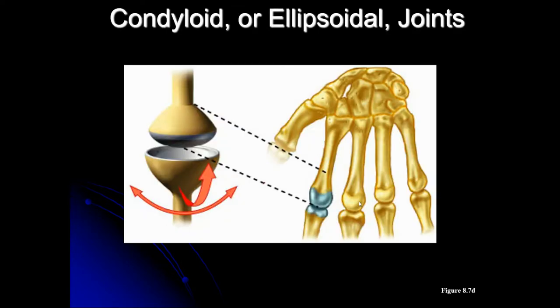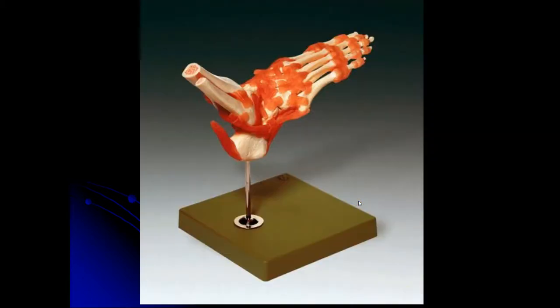And then the last type of joint are called condyloid or ellipsoidal joints. In this type of joint, you have an oval convex fitting into an oval concave. You get movements in two directions, but one direction is bigger than the other. So if we look at the model, we can see some examples of these joints.